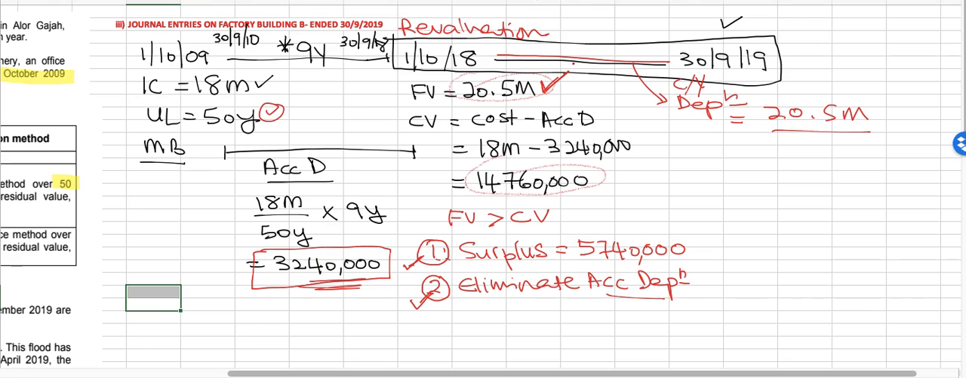So what is the remaining useful life? The estimated useful life is 50 years, you deduct 9 years. So therefore the remaining useful life will be 50 minus 9. That will be 41 years. So you divide by 41 years. So you will get 140,000 current year depreciation.